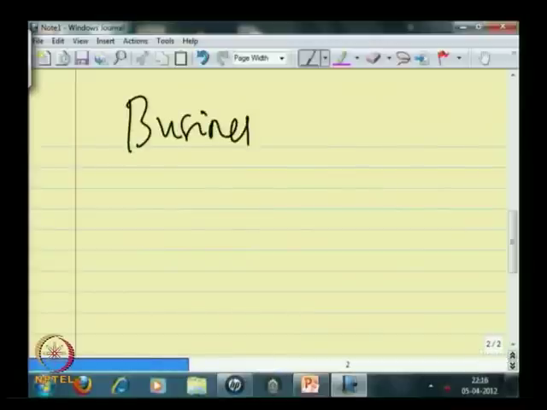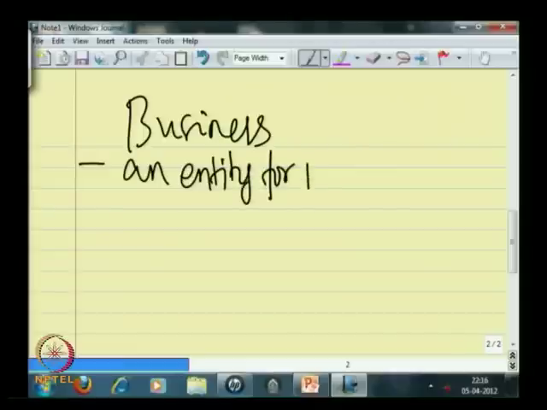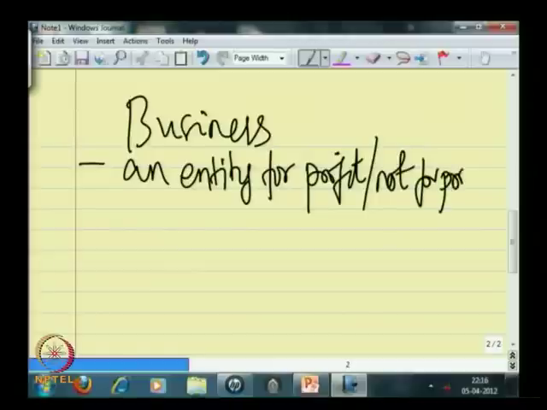So a recap, a business is an entity for profit, not for profit. And during the course of the lecture, you would understand why I used the terminology profit as the first indication for a business. And secondly, to generate profit or to engage in a business not for profit, a business needs to use resources.